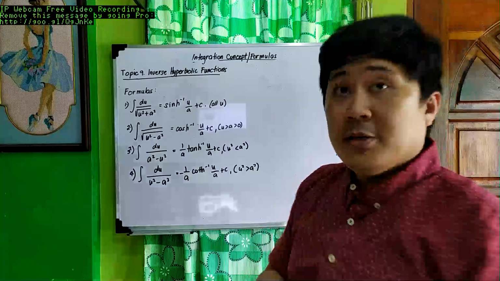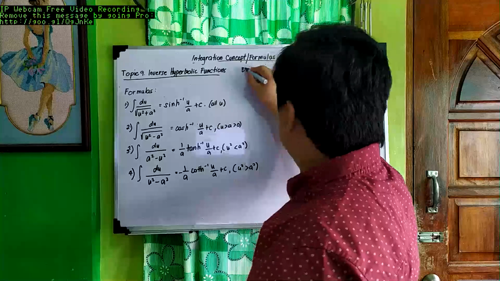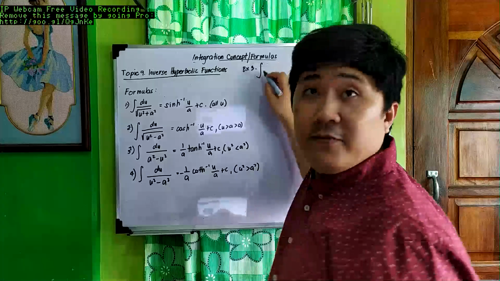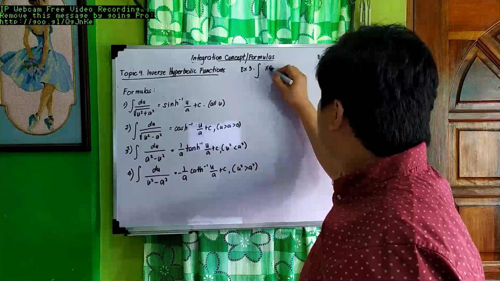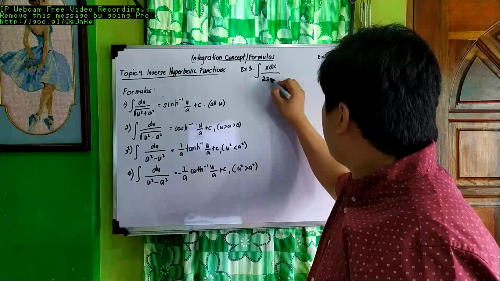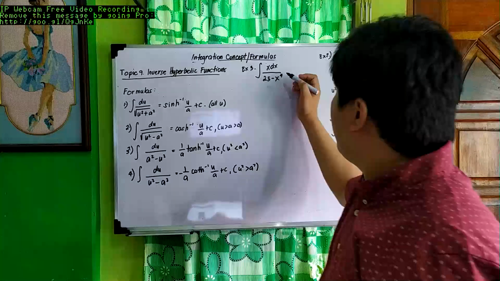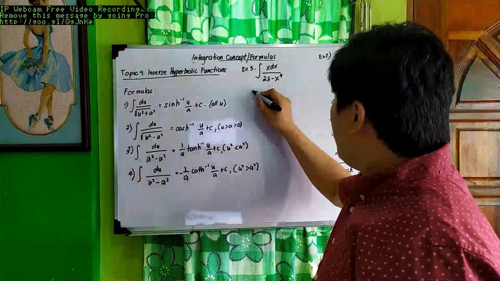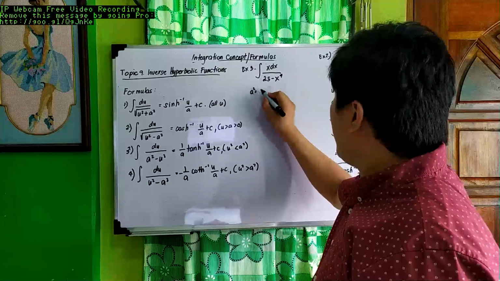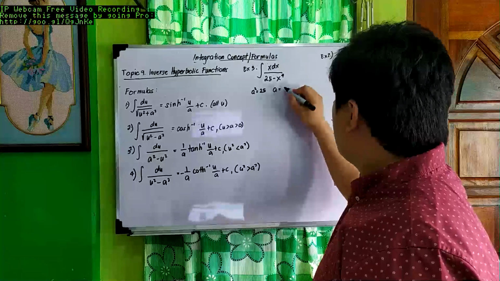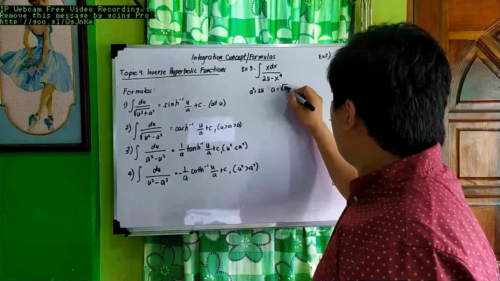Okay, so this example 3, which is the integral of, let's say, x dx over 25 minus x raised to the power of 4. So let's get our a, which is squared, which is 25. Our a will be the square root of 25, which is 5.